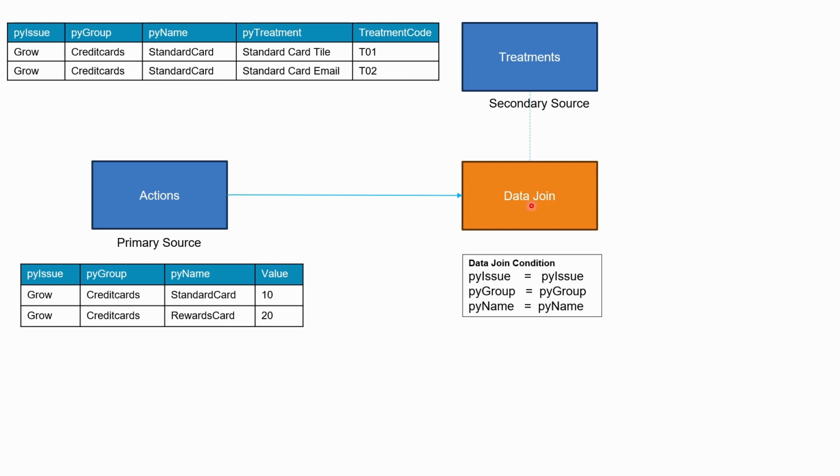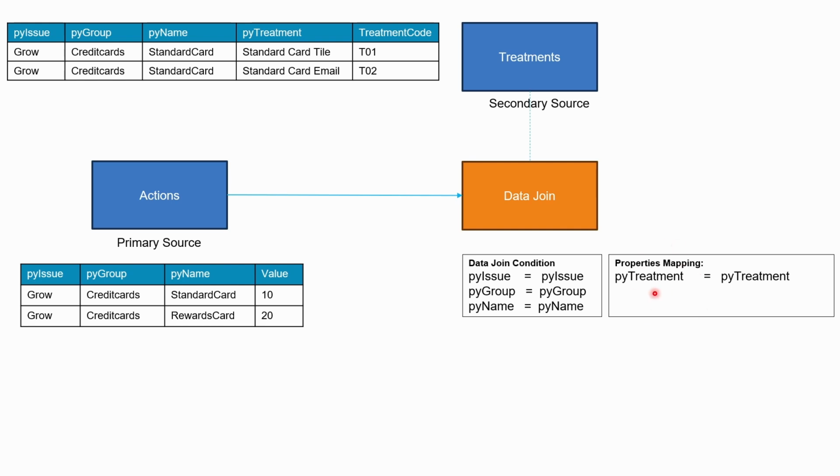Now in the data join, I can put a condition. What condition do we have? pyIssue in the actions is equal to pyIssue in the treatments. Similarly, pyGroup in the actions is equal to pyGroup in the treatments. And similarly, pyName in the actions is equal to pyName in the treatments. So this is the data join condition we have, right?